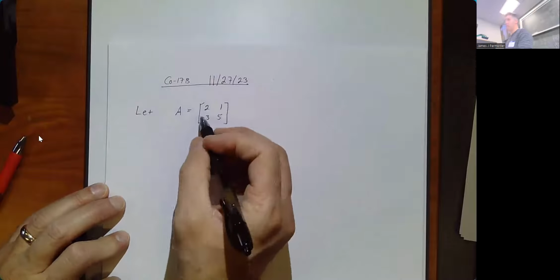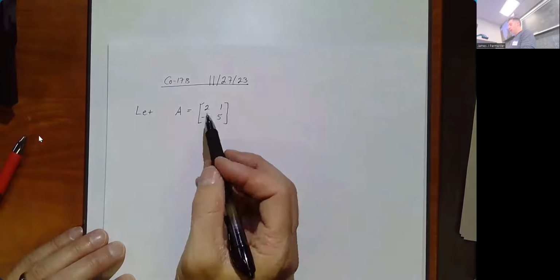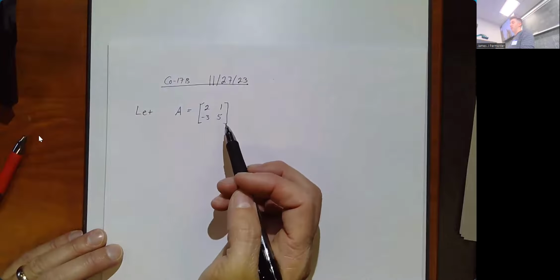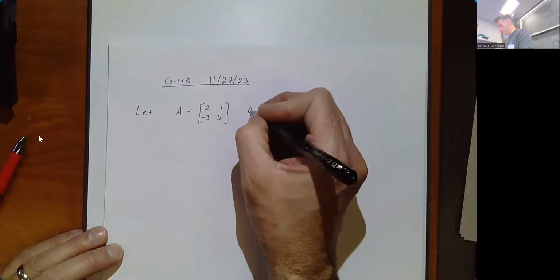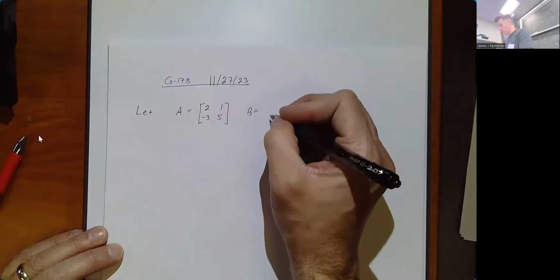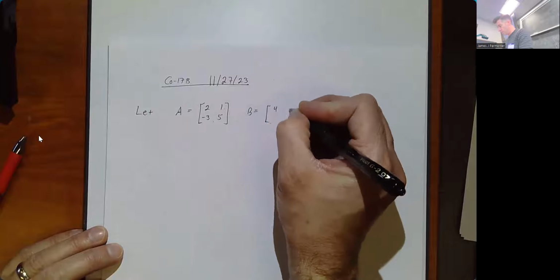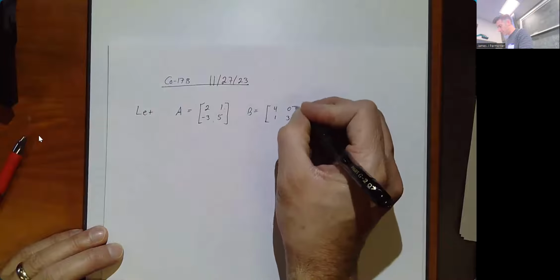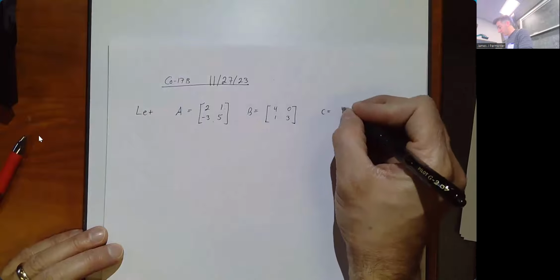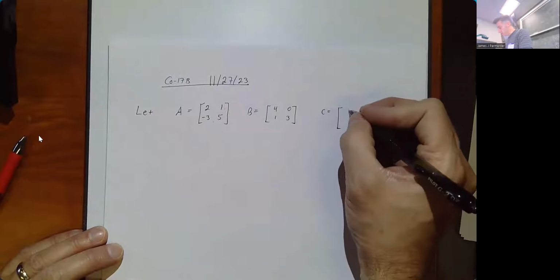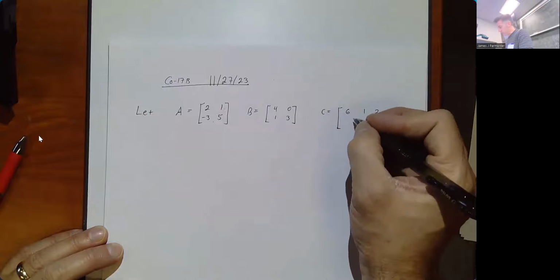So here are some matrices. When I read this matrix, I read it rows first. So if I was reading this out loud, I would read it as 2, 1, -3, 5. And the matrix B, the 2x2 matrix, is going to be 4, 0, 1, 3. And the 2x3 matrix C is going to be 6, 1, 2, -1, 0, 1.